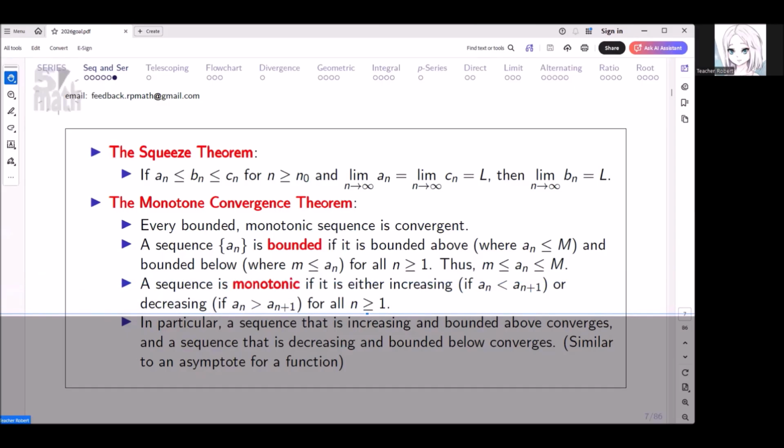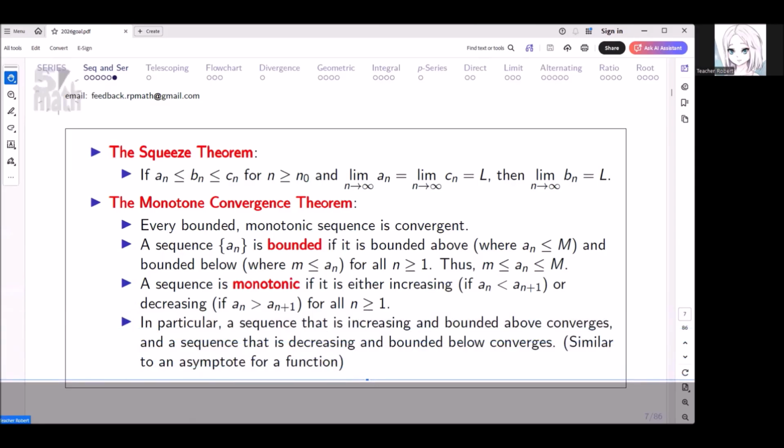A sequence is monotonic if it is either increasing, if an less than an plus 1, or decreasing, if an greater than an plus 1, for all n greater than or equal to 1. In particular, a sequence that is increasing and bounded above converges, and a sequence that is decreasing and bounded below converges, similar to an asymptote for a function.